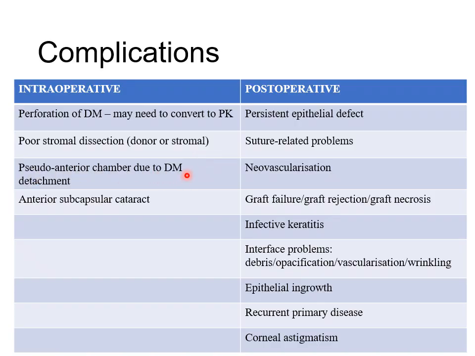Pseudo anterior chamber due to Descemet detachment. Of course, if the Descemet detaches, then you can have a second anterior chamber, right? In the already existing anterior chamber. And anterior subcapsular cataract. Why? Because we are going to fill air into the anterior chamber, which can come in contact with the lens and cause a cataract. Okay, so that's the intraoperative.